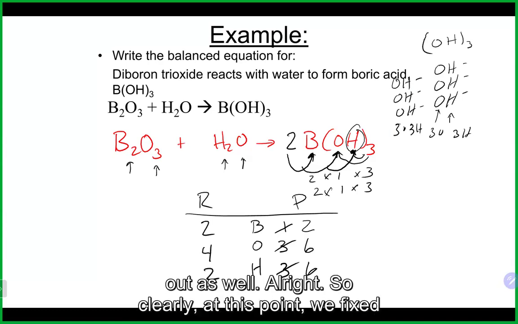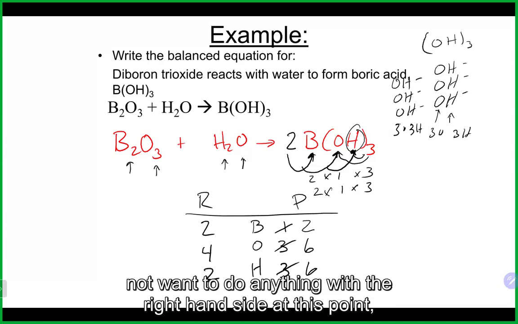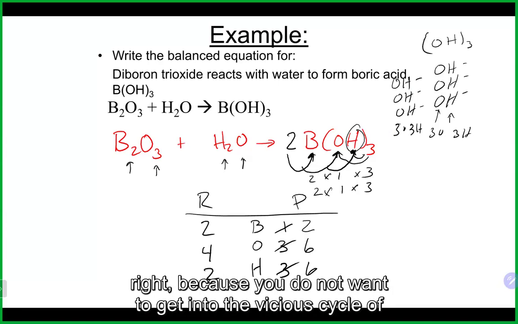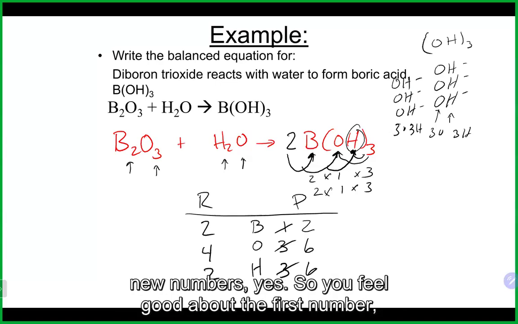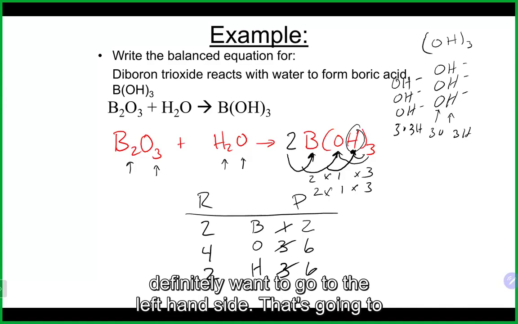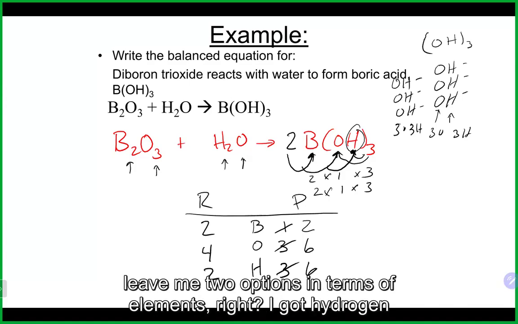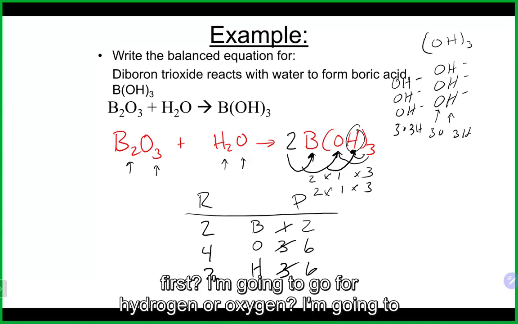All right. So clearly at this point, we fixed the boron. Nothing else is fixed over there on the left. We do not want to do anything with the right-hand side at this point, right? Because you do not want to get into the vicious cycle of erasing numbers and putting new numbers, erasing numbers, putting new numbers, yes? So you feel good about the first number, leave it until you absolutely maybe have to erase it. So we definitely want to go to the left-hand side. That's going to leave me 2 options in terms of elements, right? I got hydrogen and oxygen. Which one do you think I'm going to go for first? I'm going to go for hydrogen or oxygen.